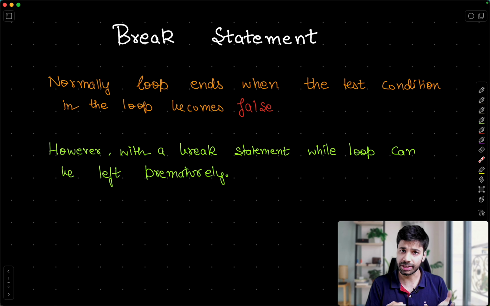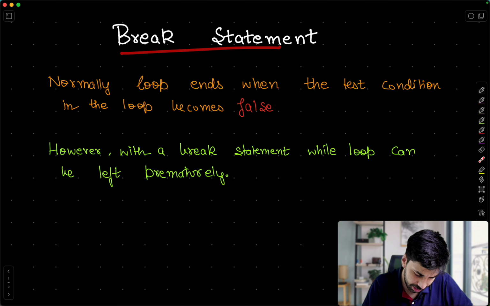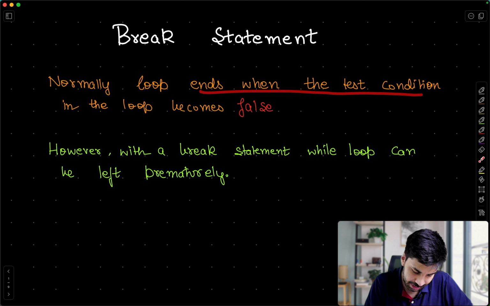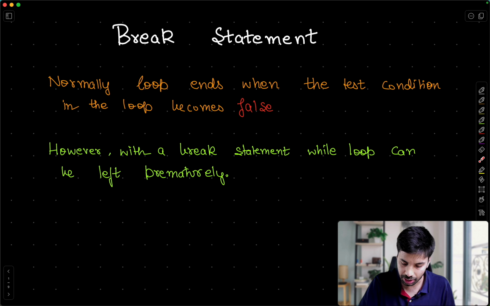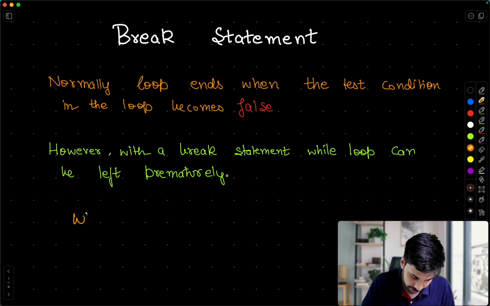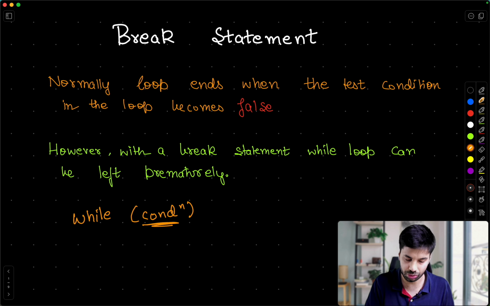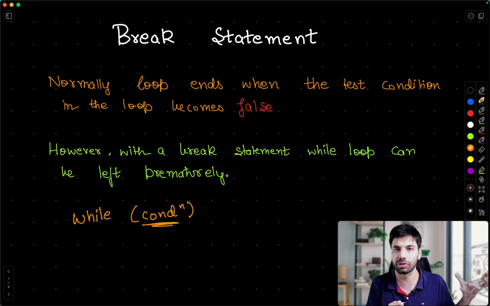Great everyone. So now let us start with the break statement. Normally a loop ends when the test condition in the loop becomes false, right? That is something we learned in the last video as well. We used to write our while loop like this, while, and under this normally a condition used to be there. And when this condition failed, when it was false, our loop used to stop and come out. But with a break statement, as the name suggests, we can stop our while loop, or any other loop like a for loop, prematurely as well.